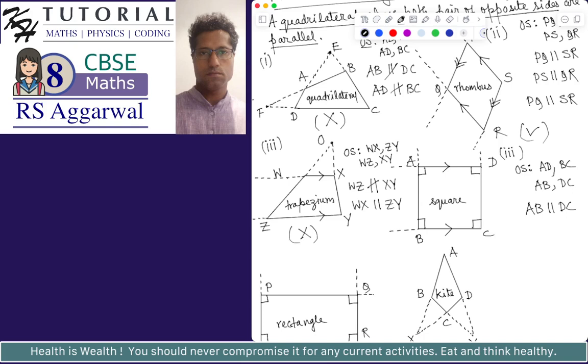The other pair of opposite sides is AD and BC. Clearly from the dotted lines we can also see that when AD and BC are extended, they are not meeting or intersecting at any point. So AD is also parallel to BC.